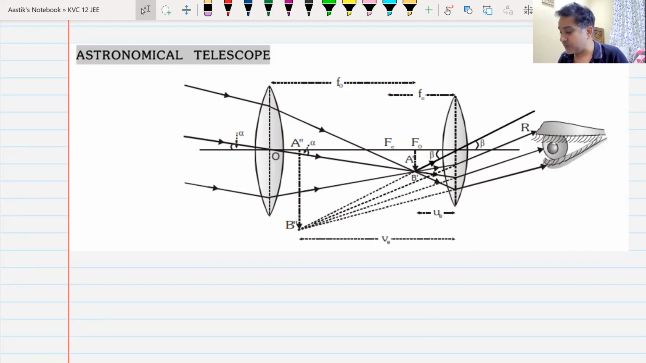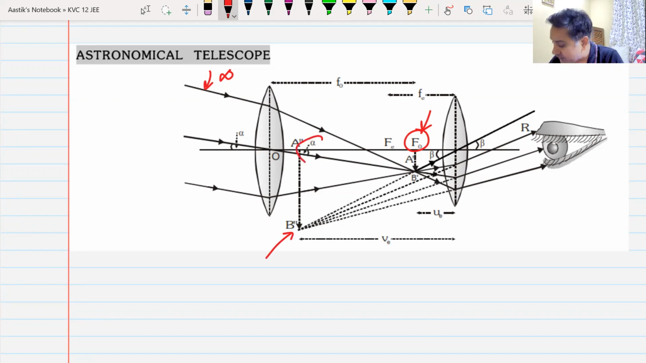And this is telescope. The good thing about telescope is these rays are coming from infinity. Do we understand this? Yes or no? So the first image will be formed at the focus of the objective. Then this image will act as an object for the second lens. And you will have a final inverted image, which will be a virtual image.